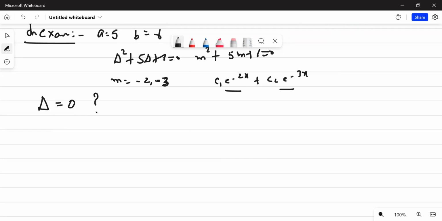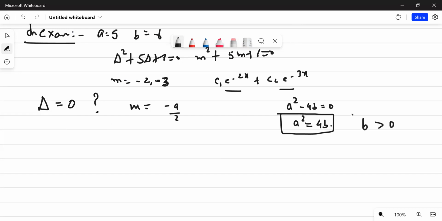Okay. What if del is equal to 0? It is not written that the roots cannot be real and equal, right? So if del is equal to 0, what will happen? I will write my m is equal to minus a by 2. Is that clear? Because now if del is equal to 0, that implies your a square minus 4b should be equal to 0. And if a square minus 4b is equal to 0, it implies a square should be equal to 4b. It implies b has to be greater than 0. The first thing is clear from here, because if a square is equal to 4b, that implies your b has to be greater than 0.